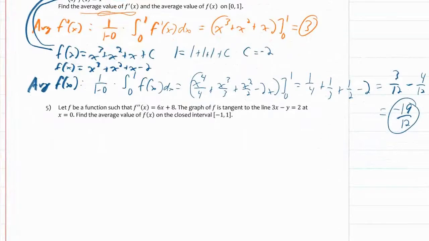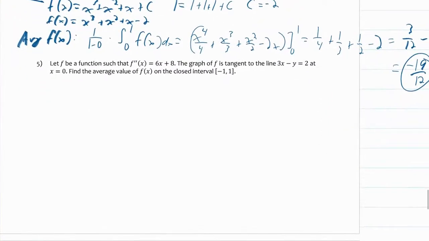Okay, number 5, it gives me a second derivative, and it says that the graph of f is tangent to this line at x equals 0, and it wants the average value on the closed interval.